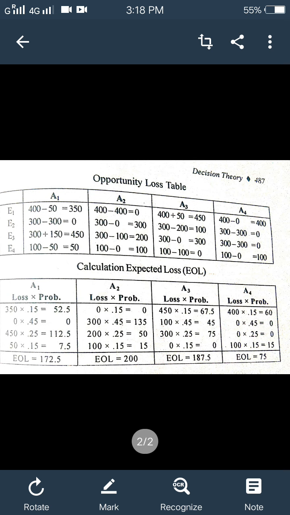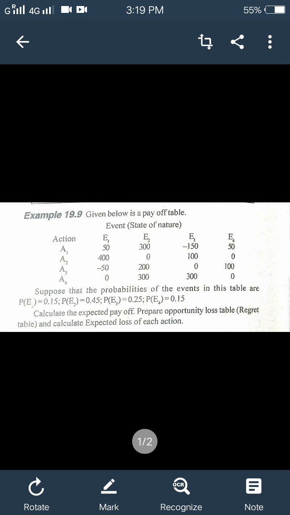How can we prepare the opportunity loss table? The rule is that we write in columns acts A1, A2, A3 and A4, and in rows we write E1, E2, E3 and E4. First, for E1, we find which value is maximum from the table. The values are 50, 400, 50, 0. Which is maximum? Maximum is 400.